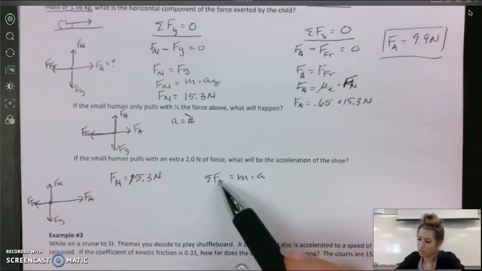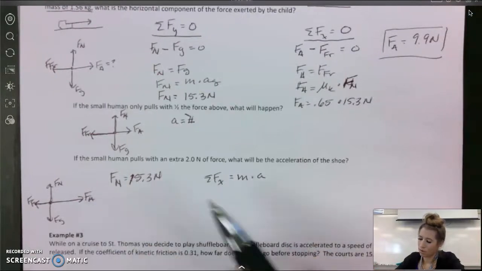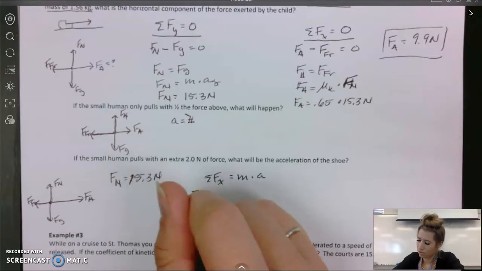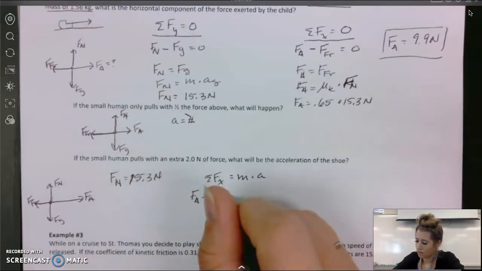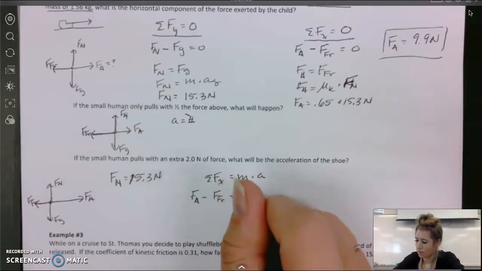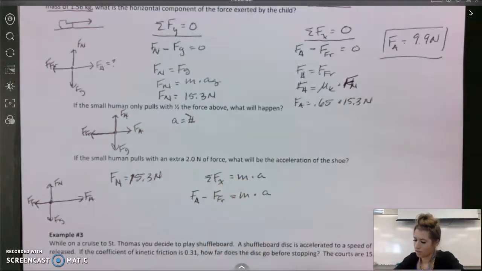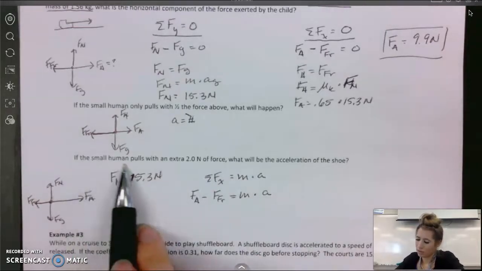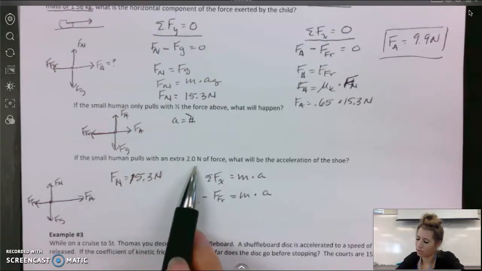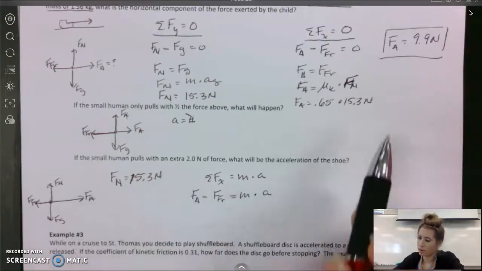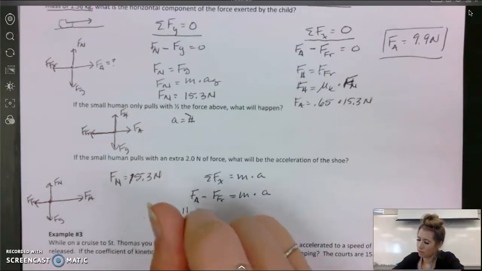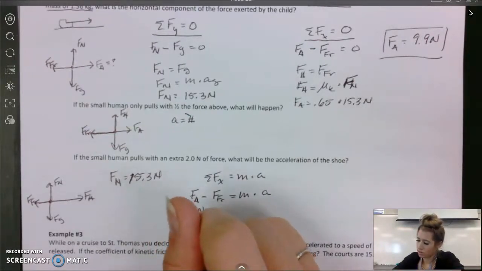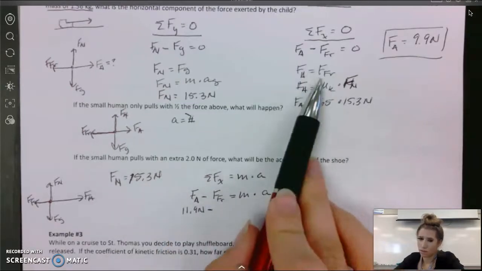So what are the sum of those forces? Well, that would be the force applied minus the force of friction is going to equal the mass of the object times the acceleration. Let's plug in numbers to see what we have. If the small human pulls with an extra 2 newtons of force, well, before it was pulling with 9.9, so it would be 11.9 newtons minus the frictional force.